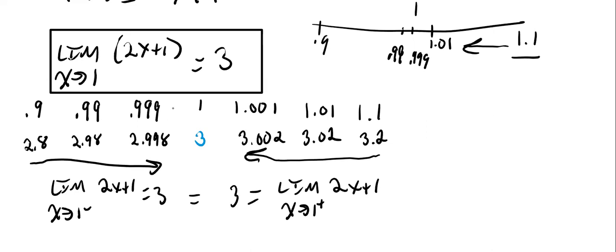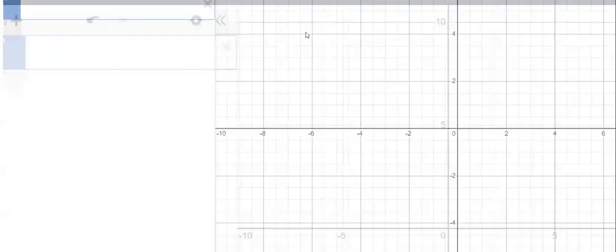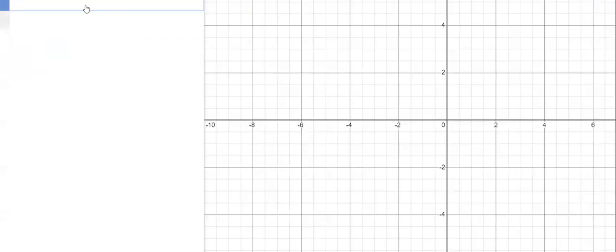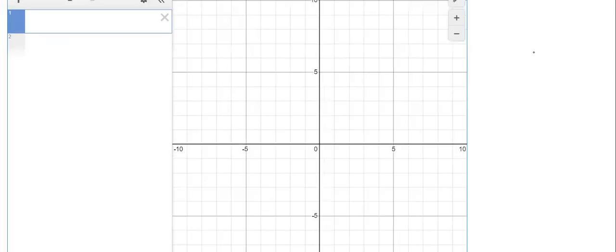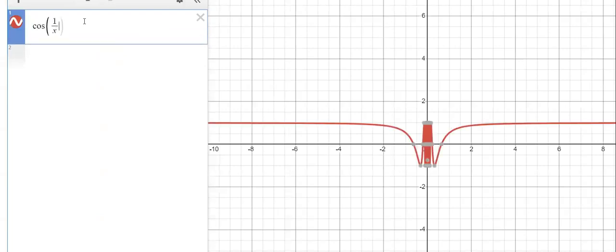Okay, just as a last little interesting example, I'm going to show you another function that's a little bit strange. Using Desmos again, I am going to choose a function, and let's say cosine of 1 over x. Here, it's an interesting looking function.